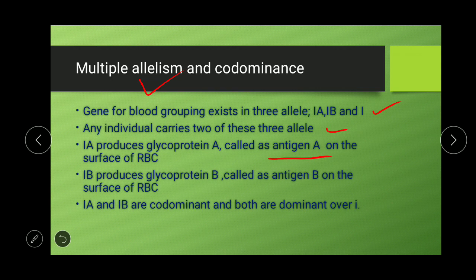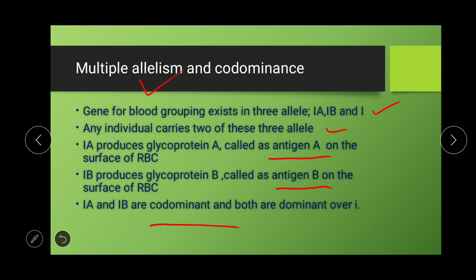I have already uploaded a video on blood grouping. You can see that video. I will mention the link in the description box, and there I have completely described what is antigen, what is antibody, etc. Then I capital B produces glycoprotein B, called antigen B, and the antigen is always present on the surface of RBC. So IA and IB are co-dominant, that is they are dominant on each other, but both are dominant over small i.